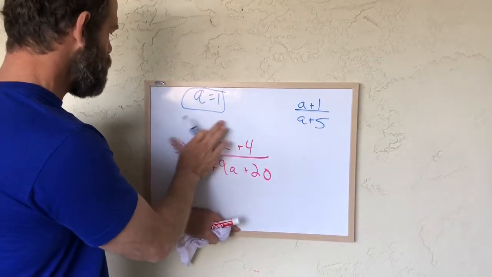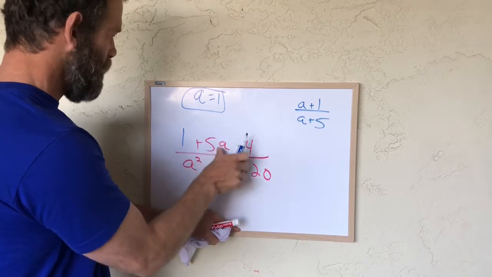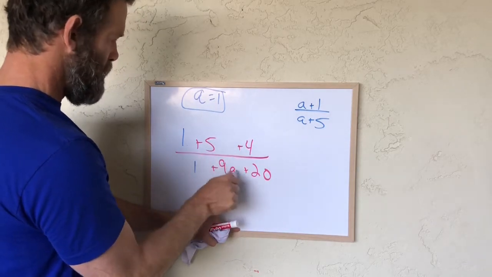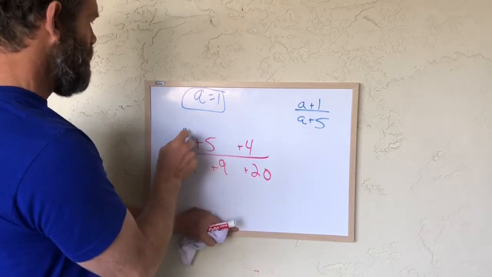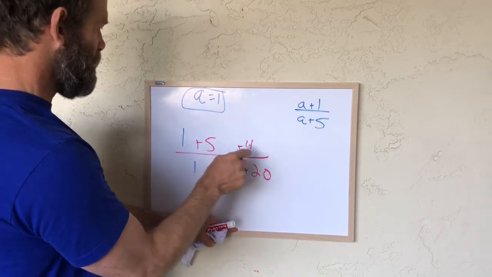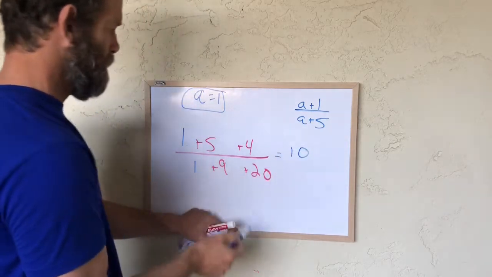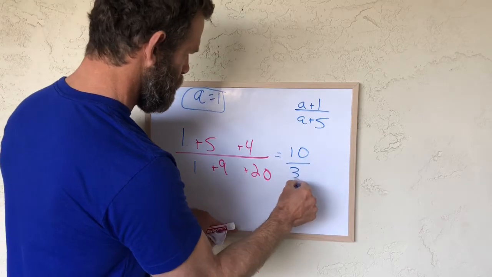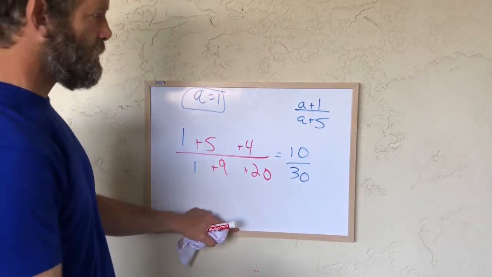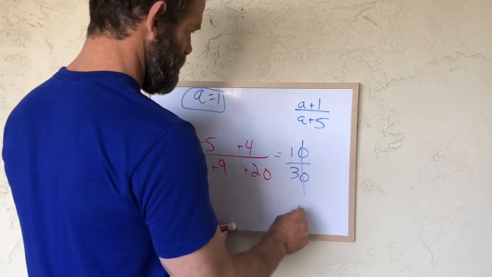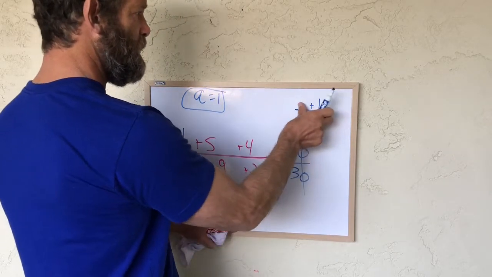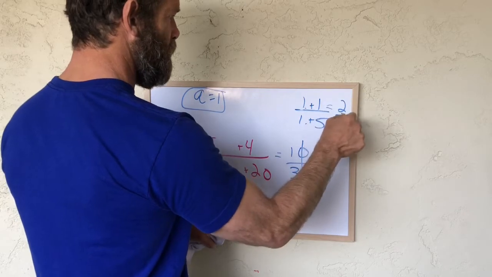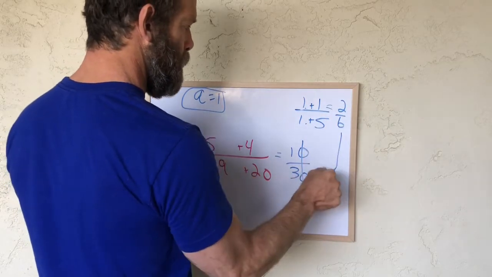Look, a squared is 1. 1 squared is 1. 5 times 1 is 5. A squared is 1. 9 times 1 is 9. So look, 5 plus 1 is 6 plus 4 equals 10. This is 10 plus 20 equals 30. This is going to reduce to 1/3. If I plug a 1 into here and a 1 into here, this is going to give me 2 over 6, which is equal to, boom, 1/3.